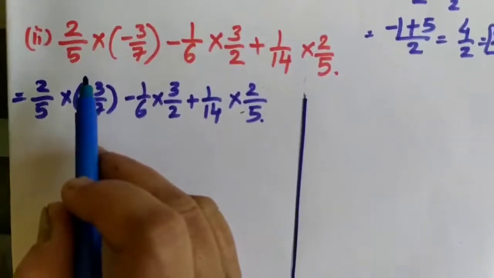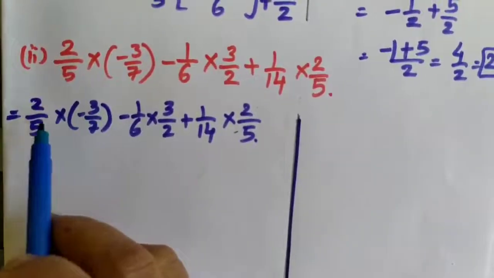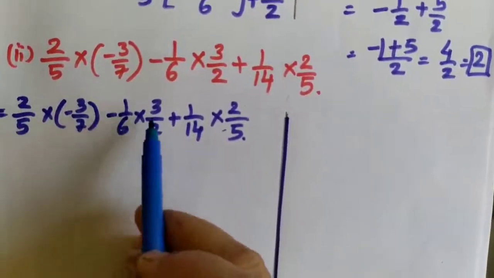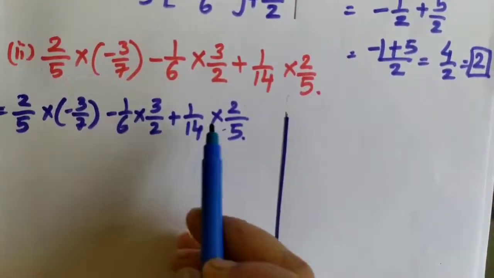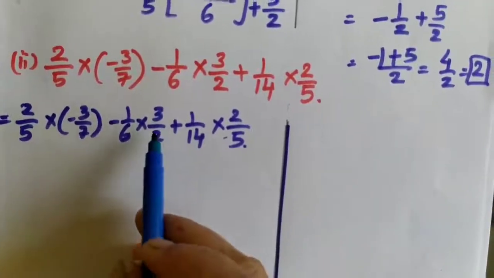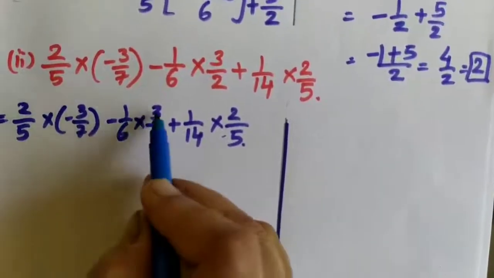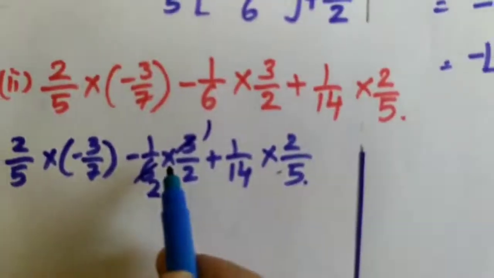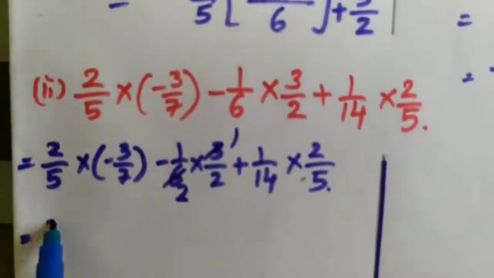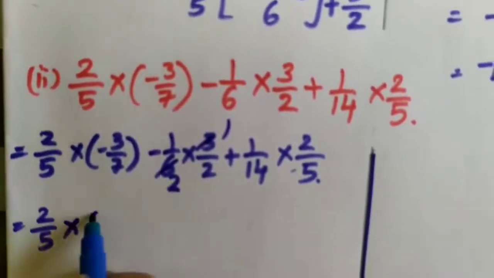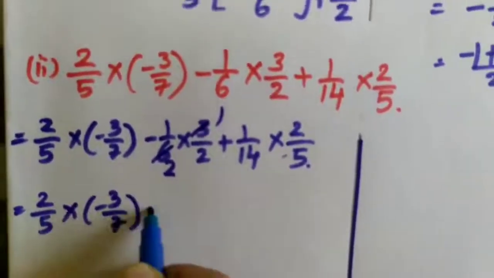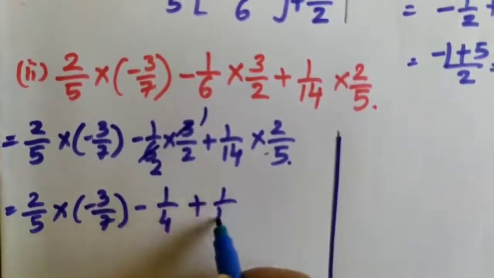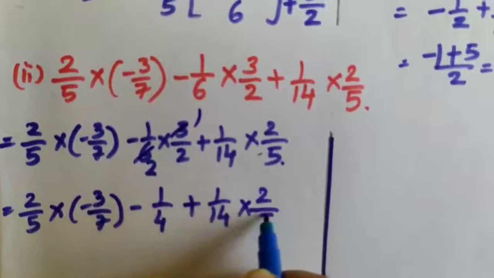Now let us see the next example. I have written it here. 2 upon 5 into minus 3 upon 7 minus 1 upon 6 into 3 upon 2 plus 1 upon 14 into 2 upon 5. Now we can see here we can cut the numbers. 3 1s are 3, 3 2s are 6. When it is in multiplication we can cut the numbers. So 2 upon 5 into minus 3 upon 7 minus 2 2s are 4, so 1 upon 4 plus 1 upon 14 into 2 upon 5.